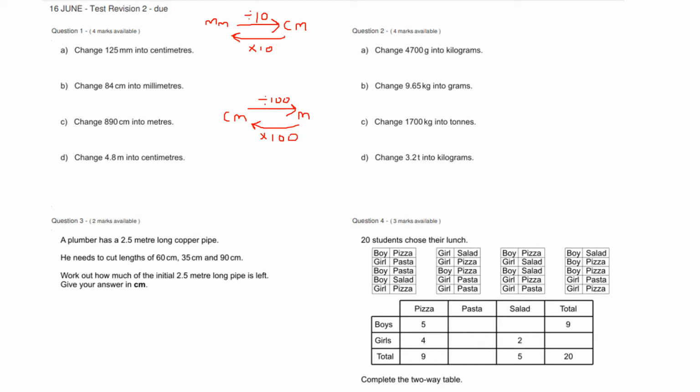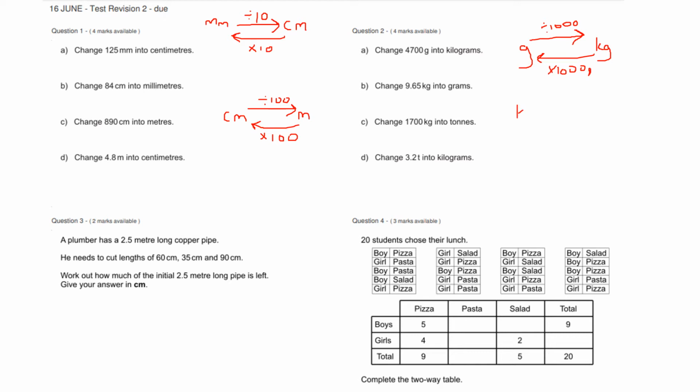Question 2 is the same principle, but this time we're looking at some mass rather than length. And because there is 1,000 grams in a kilogram, we can divide any gram amount by 1,000 to get it in kilograms. And any kilogram amount can be timesed by 1,000 to convert it back to grams.